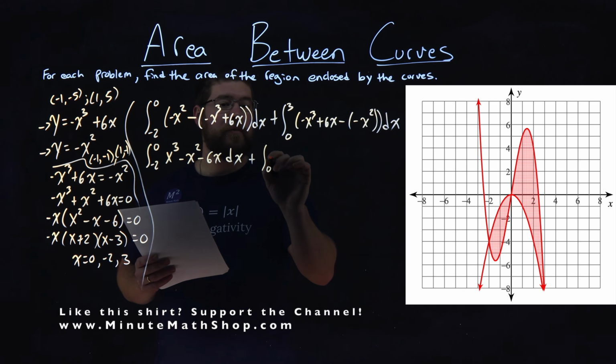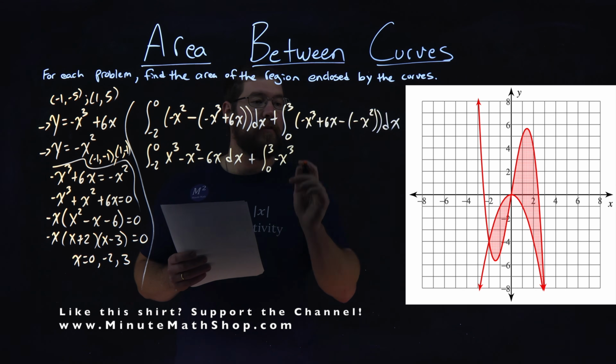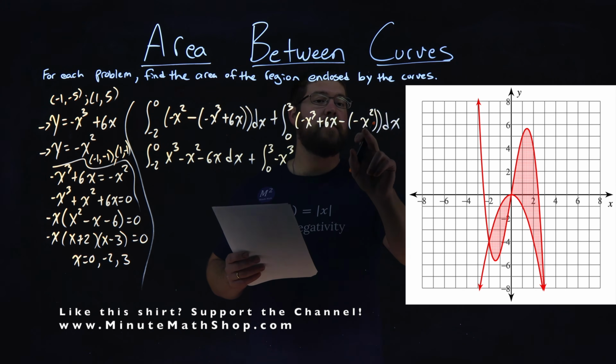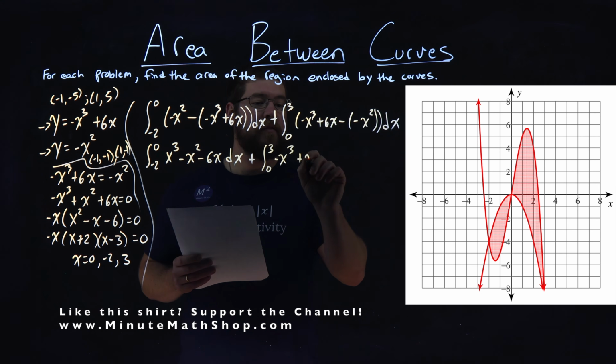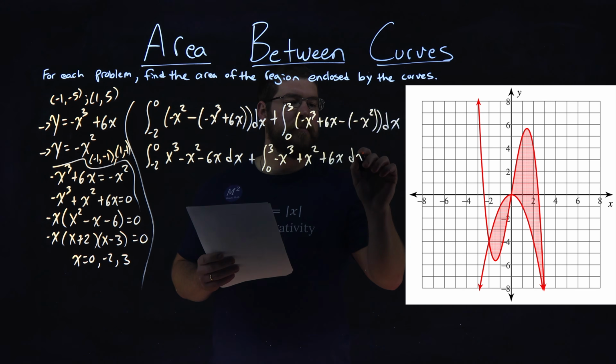Second one, integral from 0 to 3, do the same thing. Negative x to the third is the first term. The next one's going to be a positive x squared minus a negative, positive x squared, then plus a 6x dx.